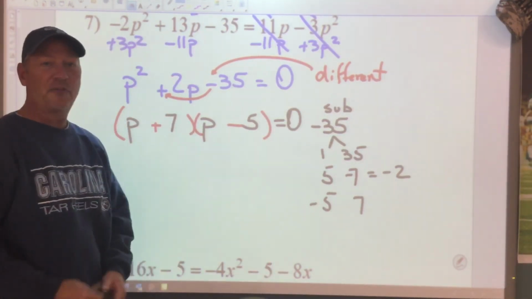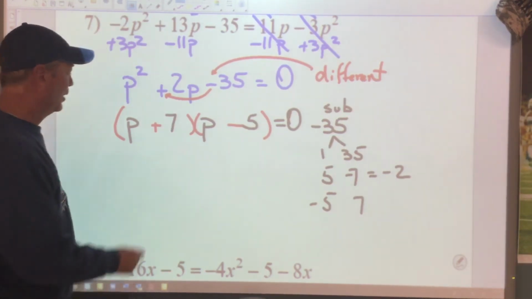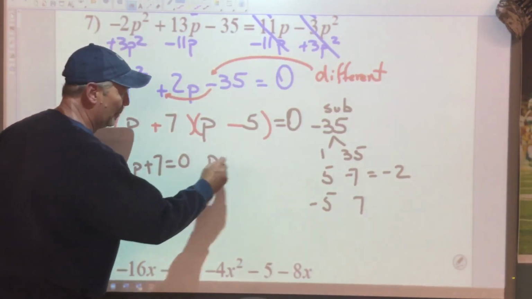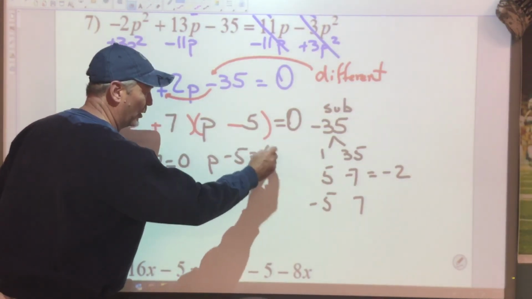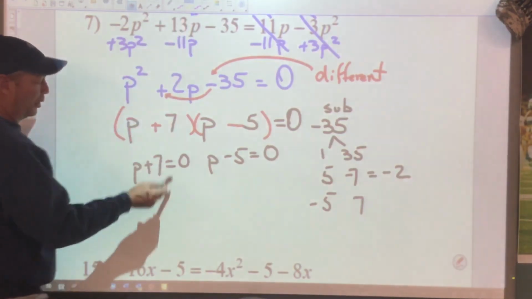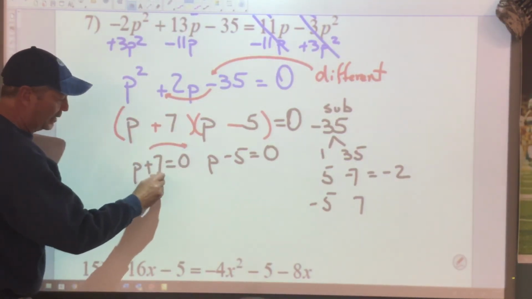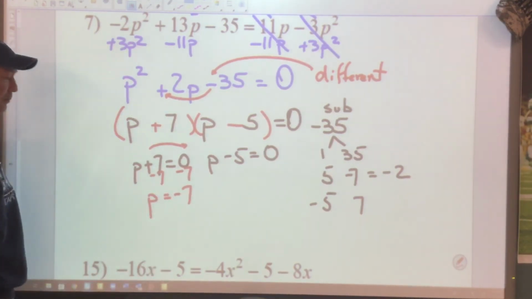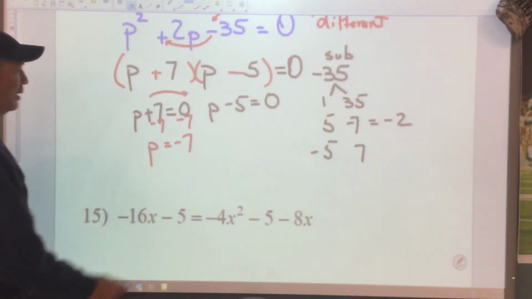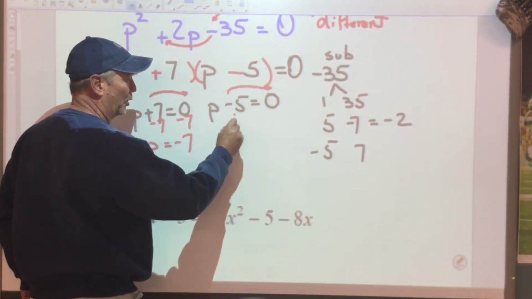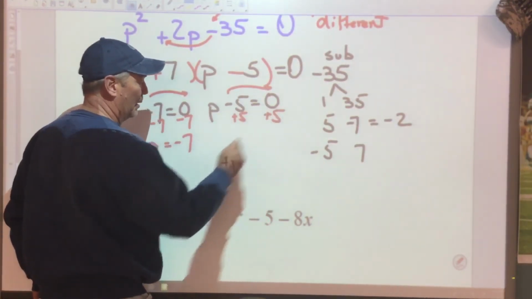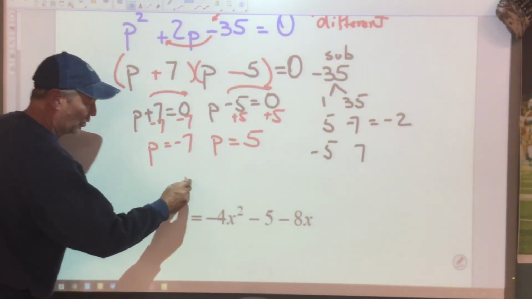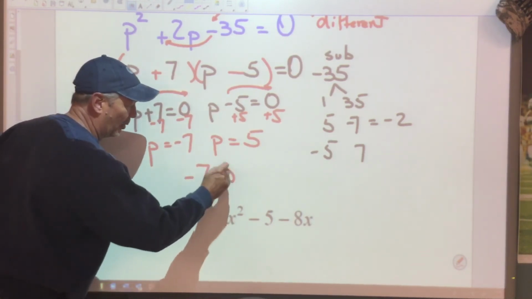Now we're going to put each factor equal to 0. P plus 7 equals 0. P minus 5 equals 0. We're going to move the 7 to the other side. Minus 7, minus 7. P equals a negative 7. Move the negative 5. We're going to go plus 5, plus 5. P equals a positive 5. My two solutions are negative 7 and a positive 5.